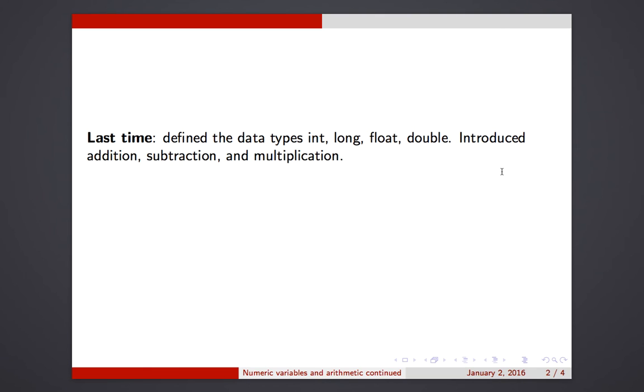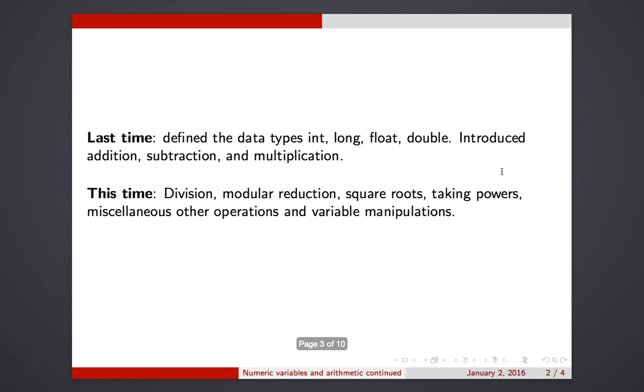You don't have to tell the computer how to add. It already knows how to add. This time, we're going to start where we left off with going to division. That's sort of the first natural operation to pick up with when you end with multiplication. And then we're going to do some other operations. This probably means nothing to you, but we're going to talk about modular reduction, which is a kind of division, I suppose, taking square roots, taking powers in general, and variable manipulations.